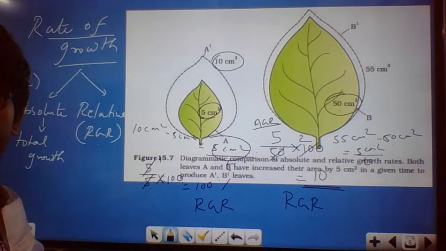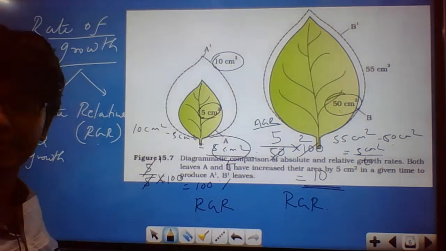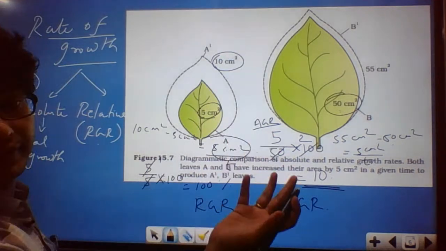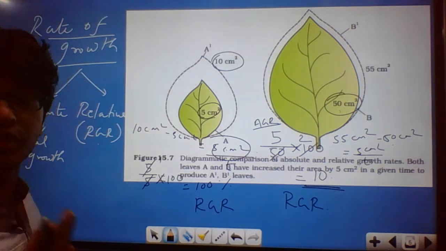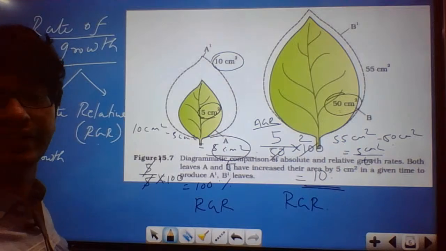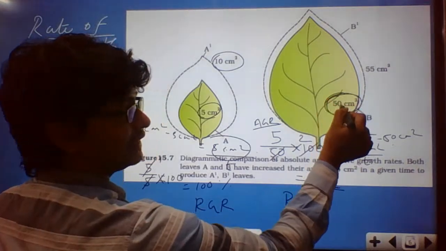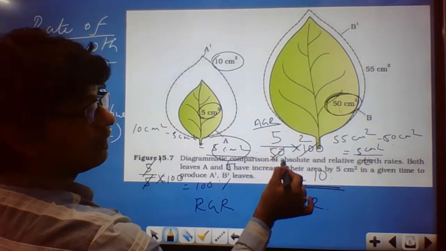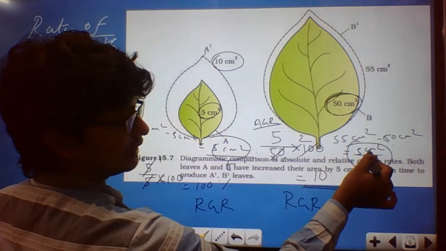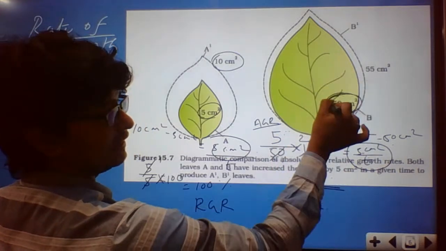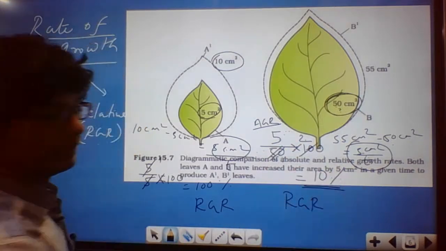Questions mainly come from relative growth rate, because calculating absolute growth rate is very simple. You just make the difference, like 10 minus 5, and that is your absolute growth rate. But when the question asks for the relative growth rate, first you should calculate the absolute growth rate, and then consider the initial growth achieved, which is 50. So 5 by 50 into 100. You cancel it and multiply 5 into 2. Here the percentage is 10.